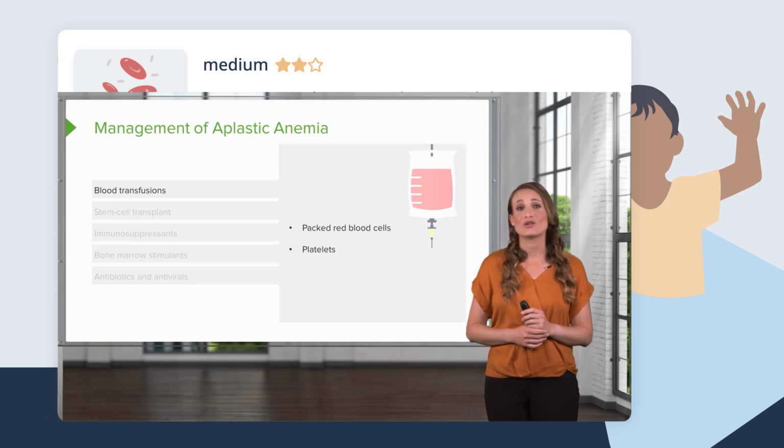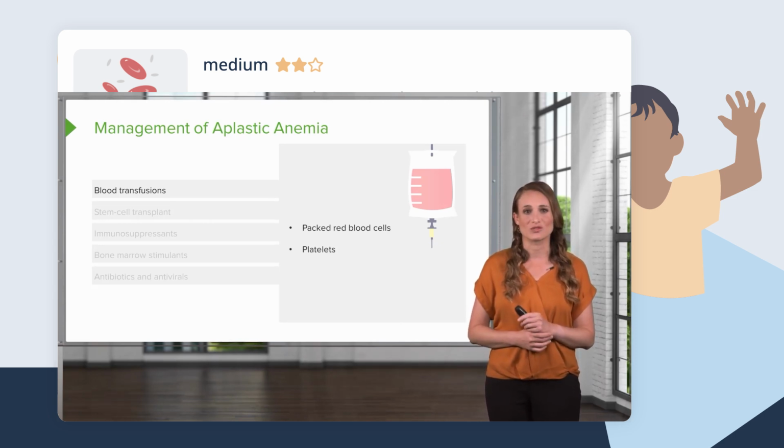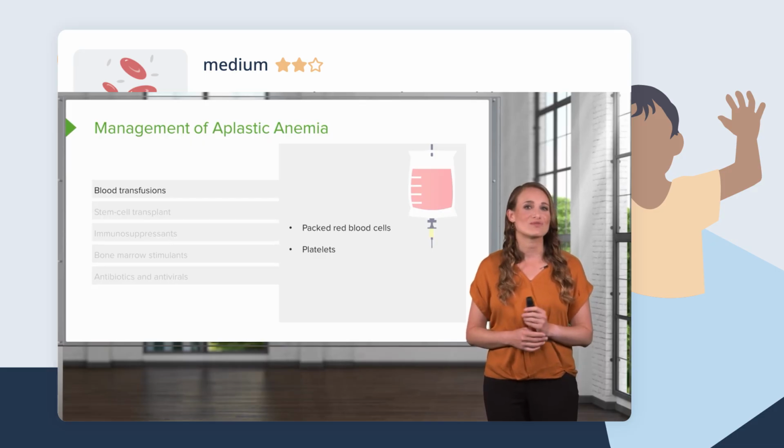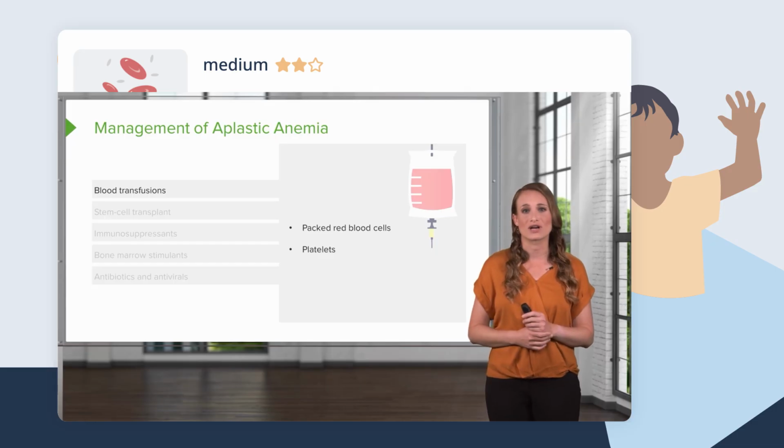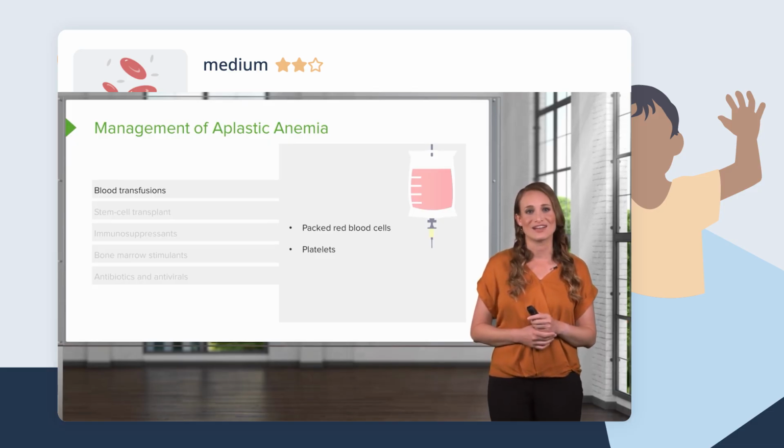While there's generally no limit to the amount of transfusions that can be given, there is a risk to receiving multiple transfusions. Transfused red blood cells contain iron that can accumulate in your body and can damage your vital organs with iron overload. Medications called chelating agents can help your body get rid of this excess iron.